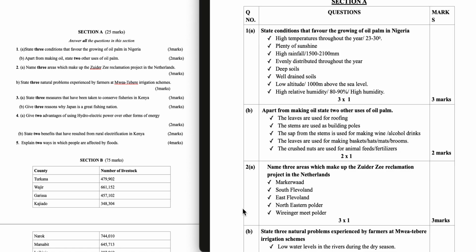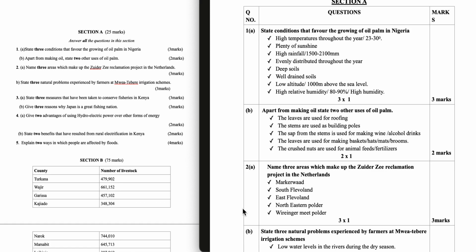Welcome. Today we are going to look at Geography Paper 2, Section A. Answer all the questions in this section. Question 1A. State 3 conditions that favor the growing of oil palm in Nigeria.